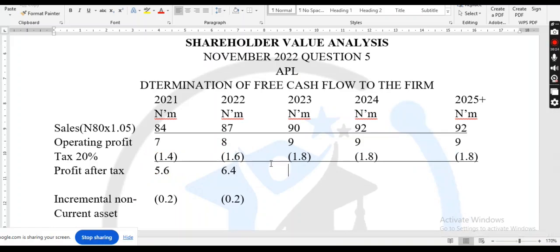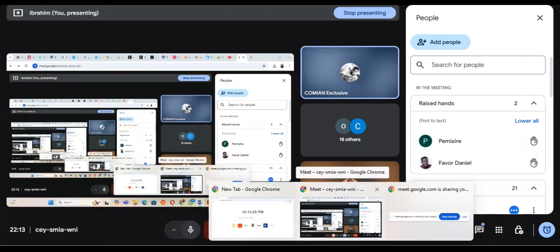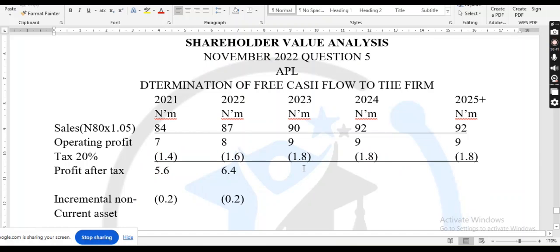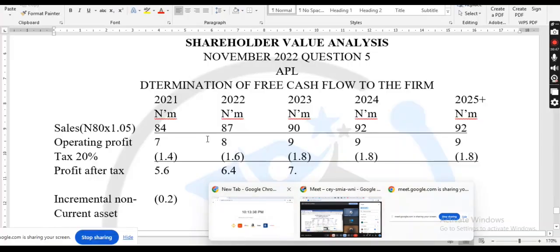It's 6.4. Okay, 6.4. Next. The rest is 7.2 for the remaining ones. Okay.